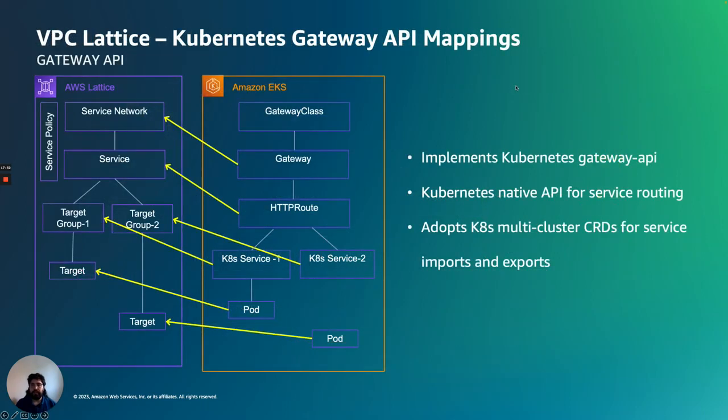In this slide, you can see the mapping between VPC Lattice and the Kubernetes Gateway API, where the service network maps to the Kubernetes Gateway API, the service maps to the Kubernetes HTTP route API, the target group maps to the Kubernetes Service API, and the target maps to the Kubernetes Pod API.